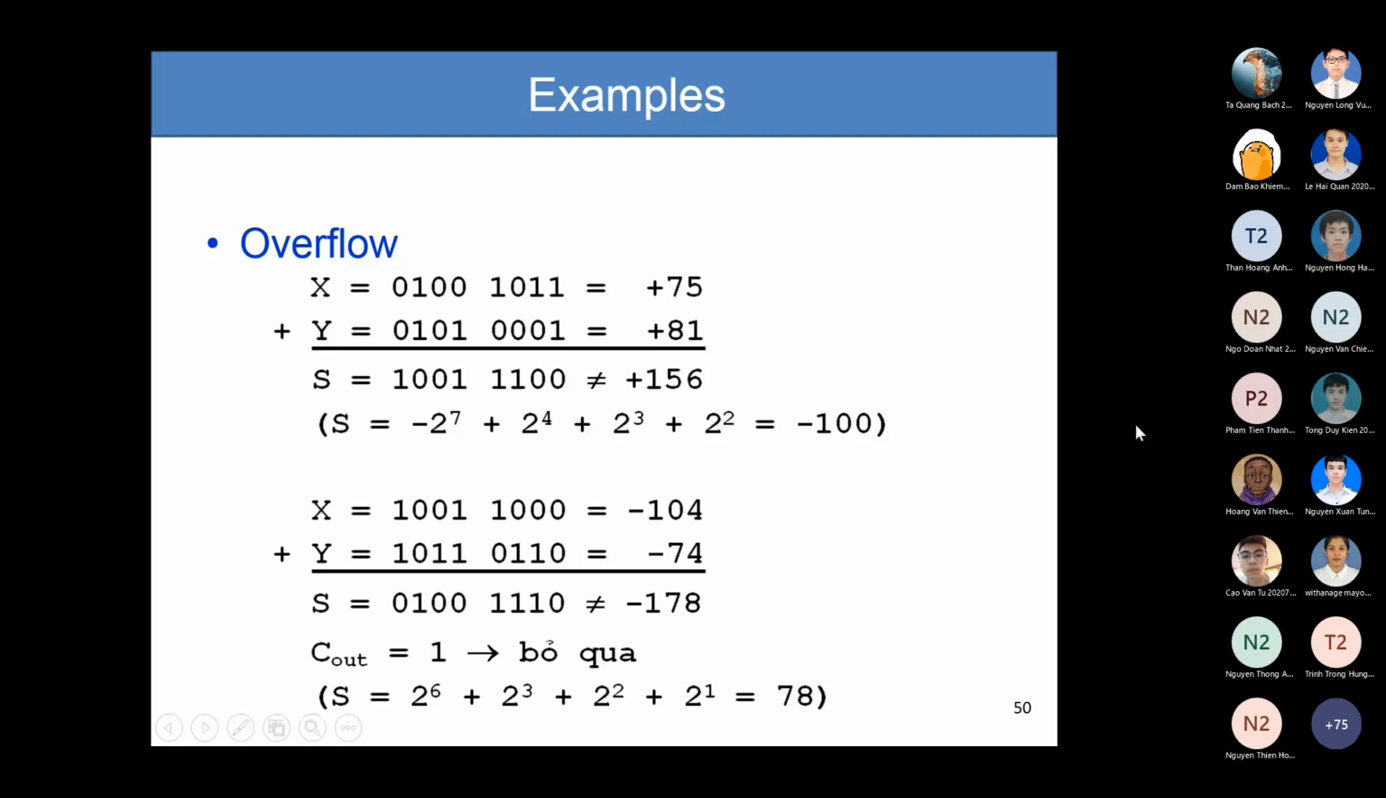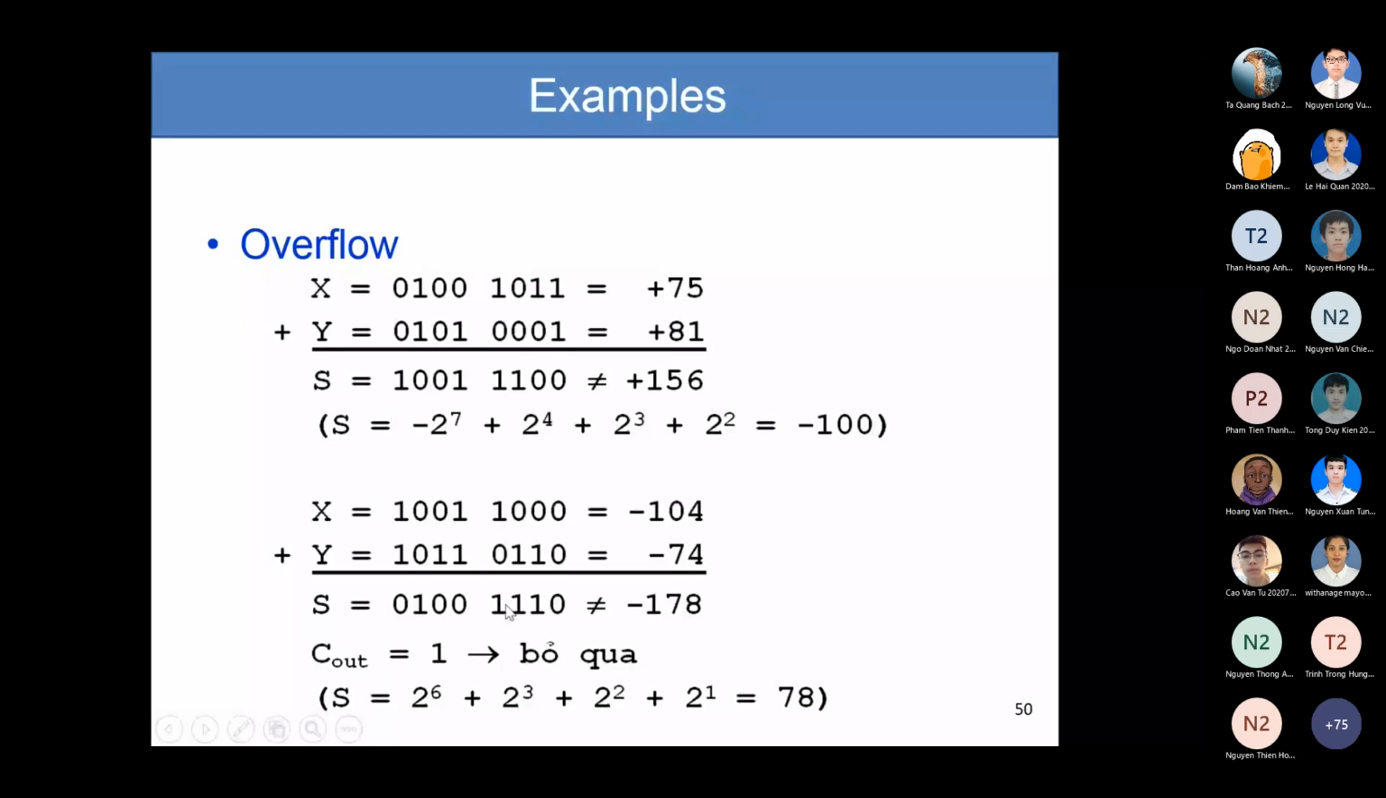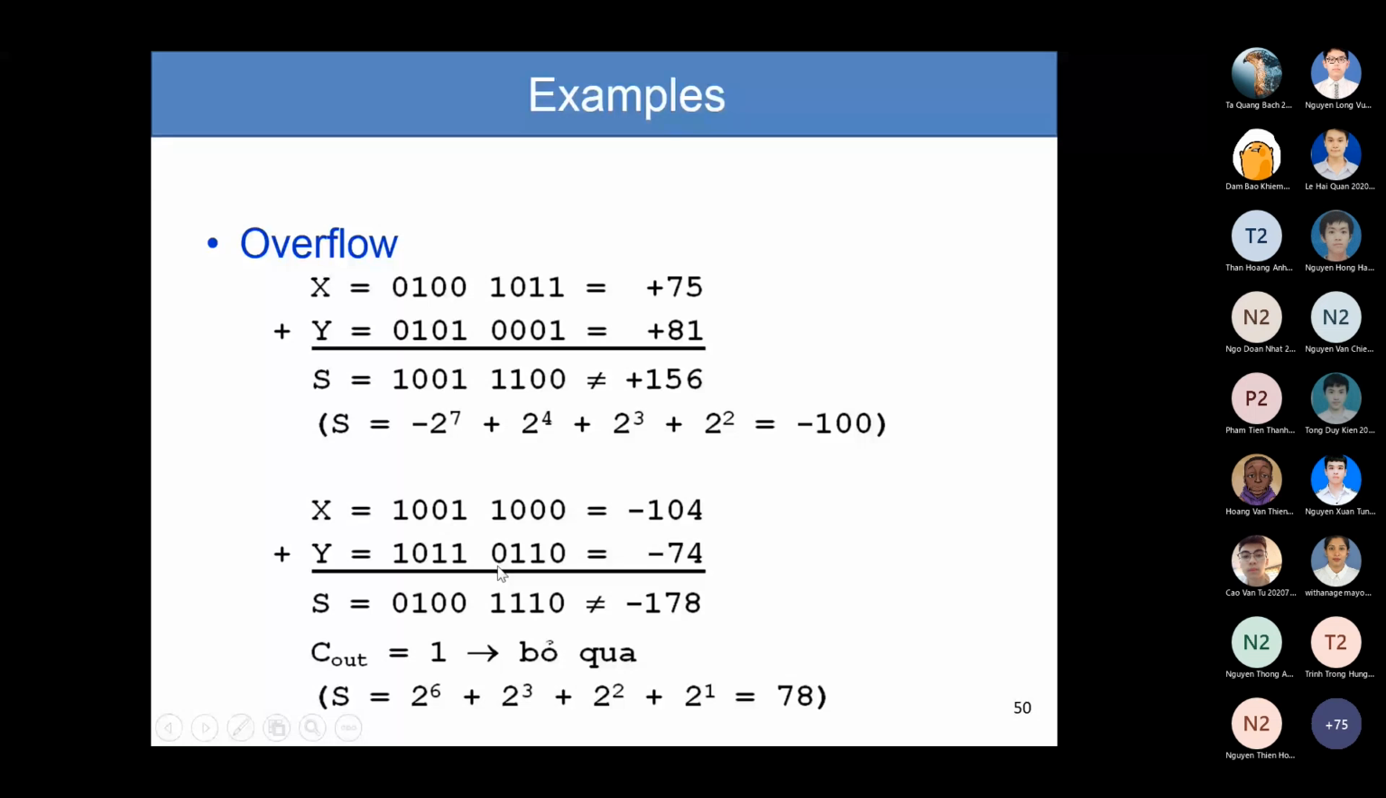Overflow. In this example, x is positive, y is also positive, but the summation s is negative, so the result is wrong. And the same for the last one, x and y are negative, and the result sum s is positive, and the result is wrong. Okay.